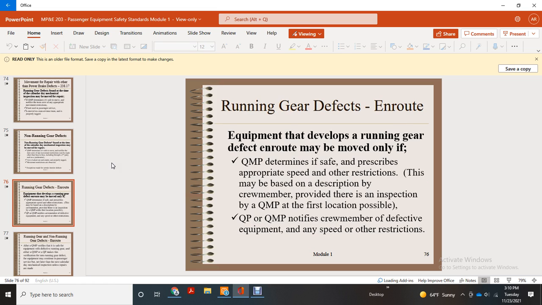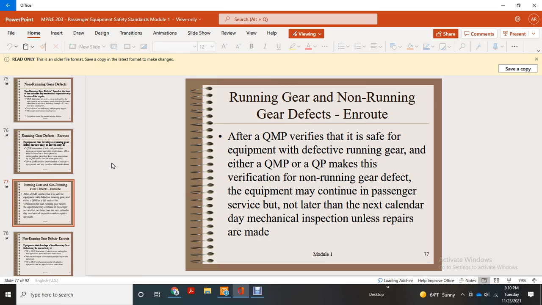Running gear defects en route. Equipment that develops a running gear defect en route may be moved only if the qualified person determines it is safe to move, and an appropriate speed or other restriction exists. This may be based on the description from the crew member or the inspection of the qualified maintenance person, for the first location possible. The qualified maintenance person notifies the crew member of the defect with equipment at any speed or other restriction.